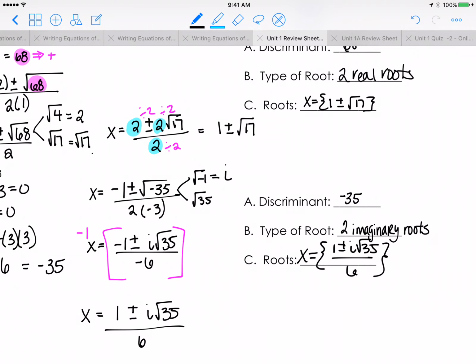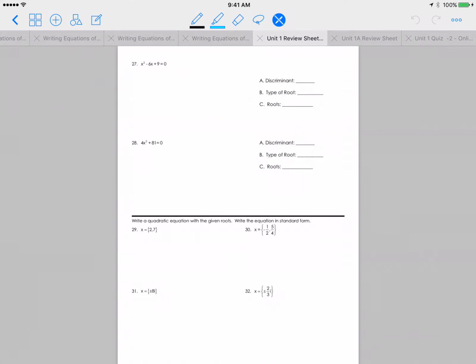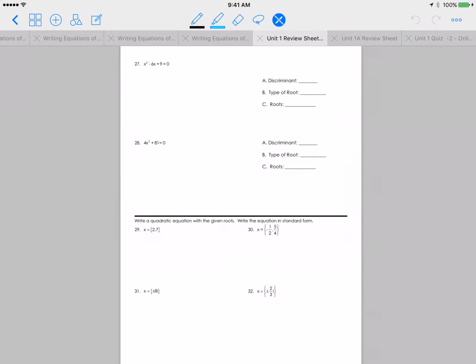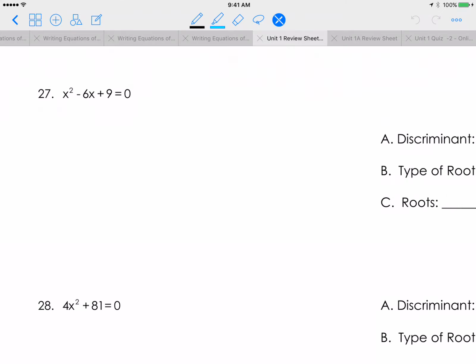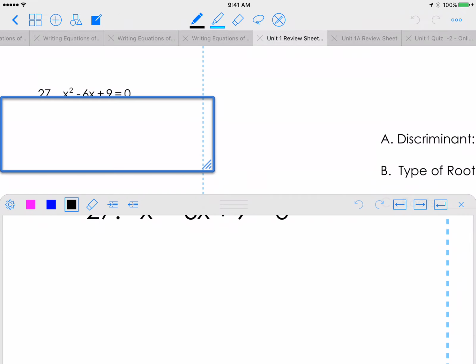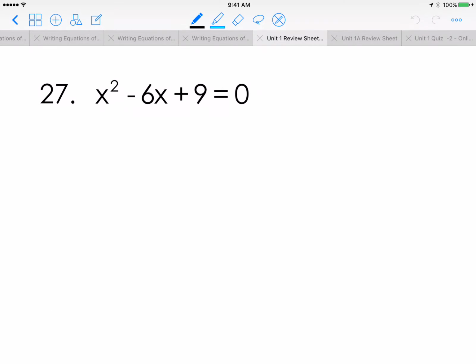All right. Flip over. Here we go. Two more quadratics. So it's already nice and in the right order. Let's determine our a, our b, and our c. a is 1, b is negative 6, c is 9.